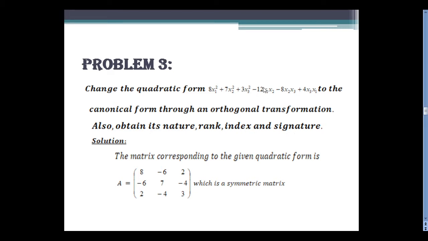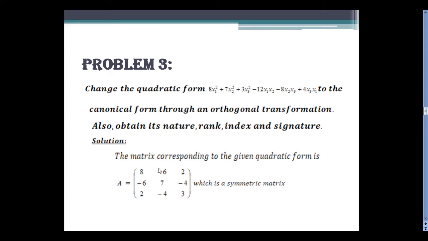Now the quadratic form was given. We should convert it into a matrix. So write down the matrix formula, then write the diagonal values first. The coefficient of x1 square is 8. Then the coefficient of x2 square is 7. The coefficient of x3 square is 3.